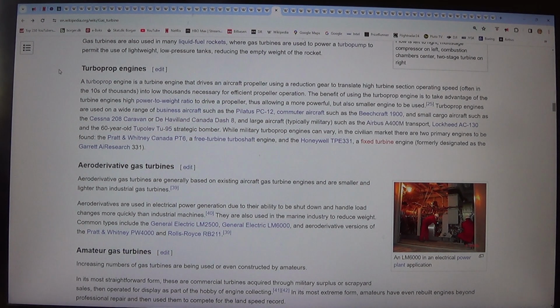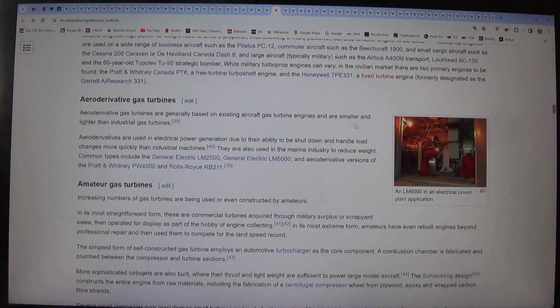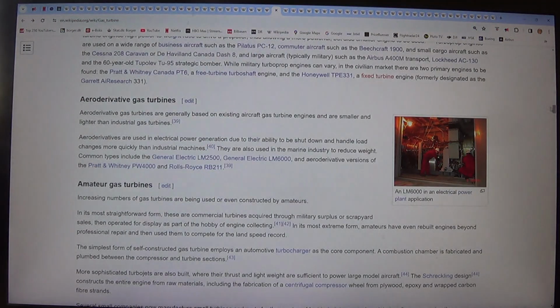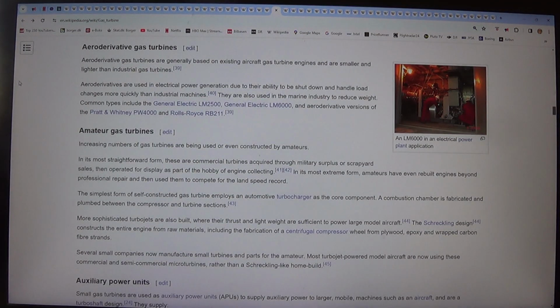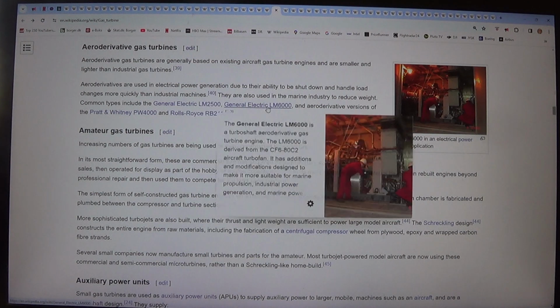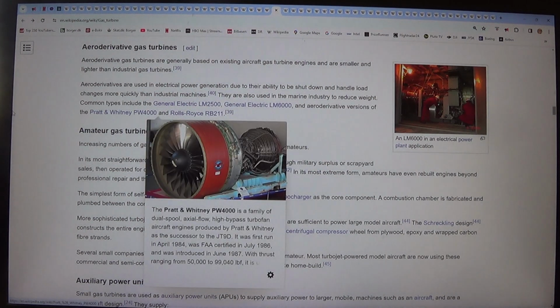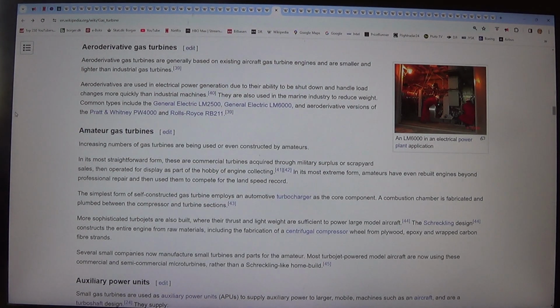Aeroderivative gas turbines. Aeroderivative gas turbines are generally based on existing aircraft gas turbine engines and are smaller and lighter than industrial gas turbines. Aeroderivatives are used in electrical power generation due to their ability to be shut down and handle load changes more quickly than industrial machines. They are also used in the marine industry to reduce weight. Common types include the General Electric LM2500, General Electric LM6000, and aeroderivative versions of the Pratt & Whitney PW4000 and Rolls-Royce RB211.